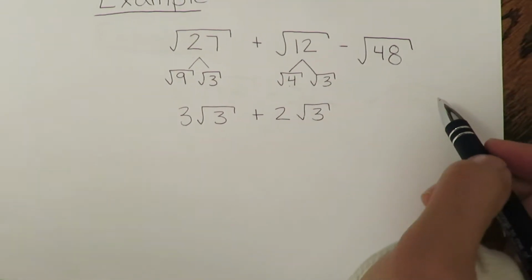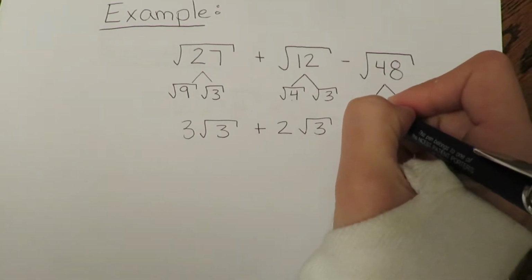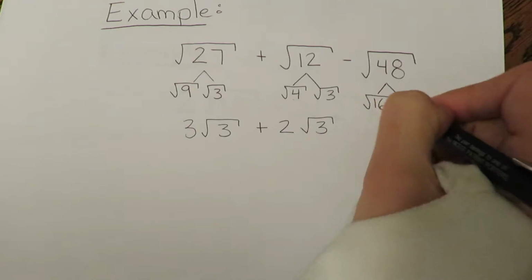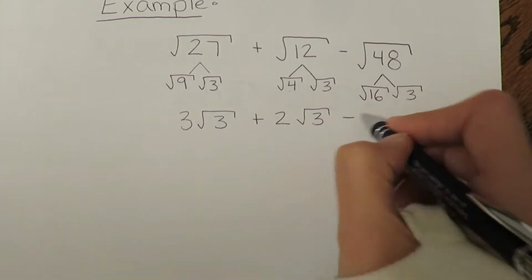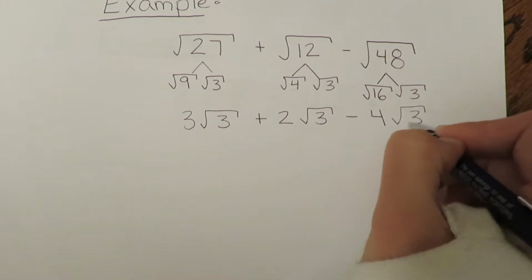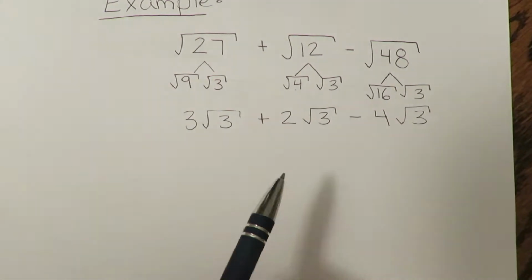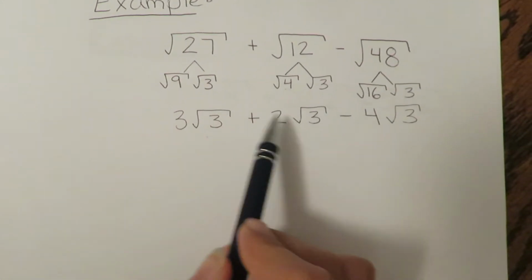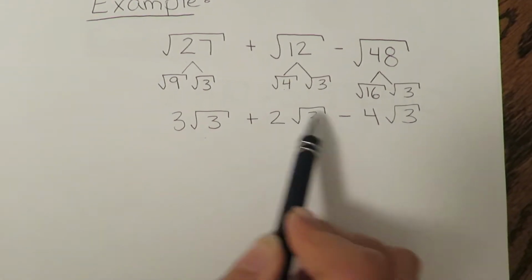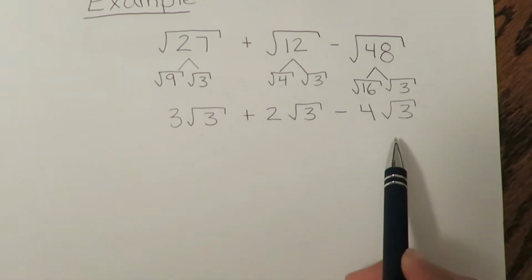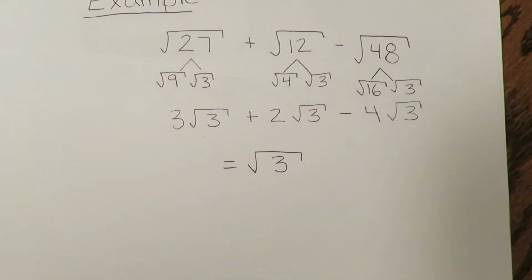And 48, is there a perfect square that comes out of that? Well, I can divide out the square root of 16 times the square root of 3. Simplifying this, we get minus 4 square root 3. I'm doing minus because in my original I'm subtracting, and I'm doing plus here because I'm adding here. Now I've got 3 square root 3's plus 2 square root 3's minus 4 square root 3's. In other words, I have 5 square root 3's, and then I take away 4 of them, so I'm left with just a single square root 3.